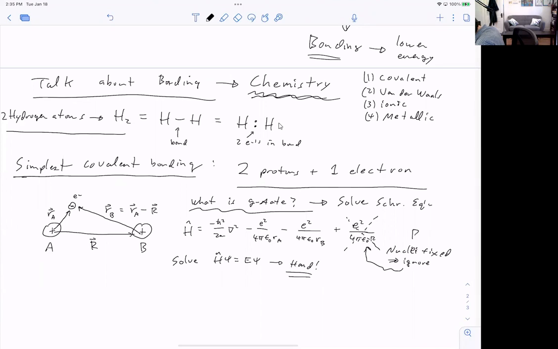So let's see. So big R is a constant, the separation between the 2 protons. Let me just label these guys proton. And so let's not solve the Schrodinger equation. Let's do something simpler. Let's use the variational principle.